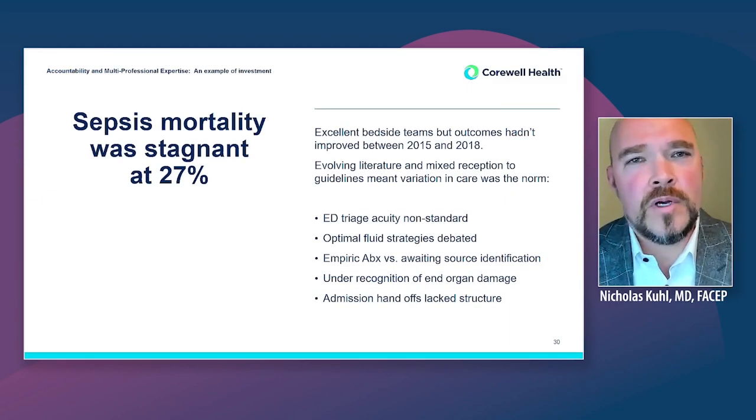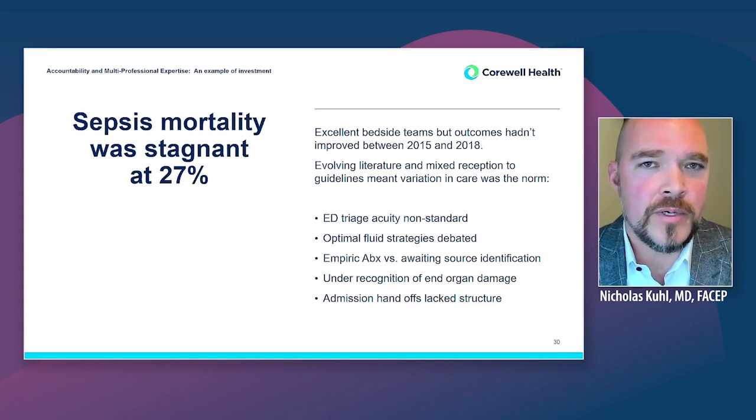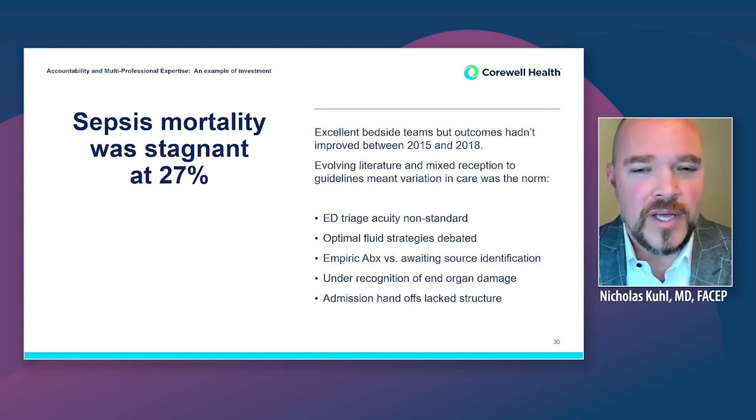I represent Corewell Health West, and we're a group of 11 hospitals. We're centered around a large institution in Grand Rapids, our Butterworth site, that has 850 inpatient beds and over 100,000 ER visits per year. And that's where we began our work in sepsis and then spread it to the rest of the system.